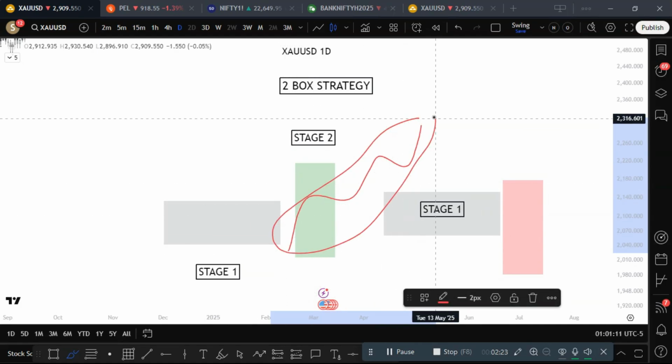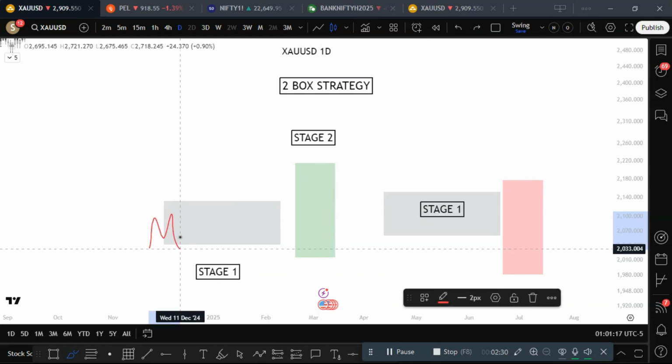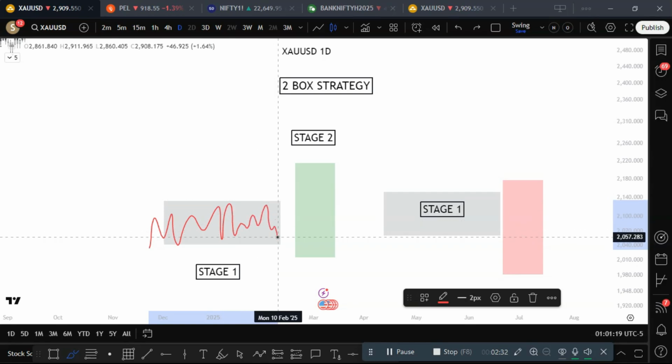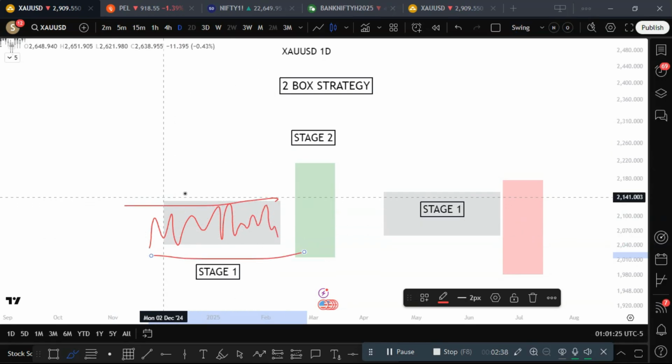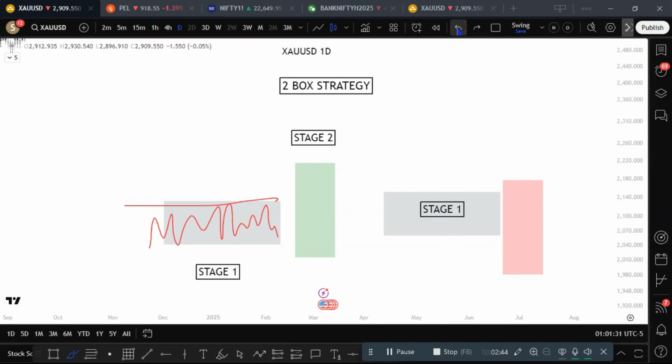And money is made in the rally, not in the sideways. Here we have stage 1, market structure is sideways, price is literally sideways. It is the phase where traders lose their patience and take back and forth trades and lose money. So this stage is the sideways phase, the consolidation phase, and stage 2 is the expansion phase. Our strategy works on stage 2. We are going to take trades on stage 2, not on stage 1.